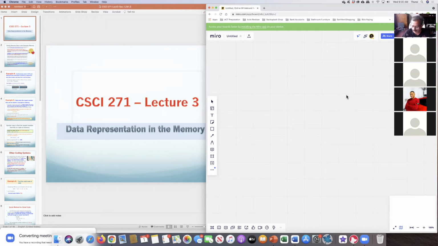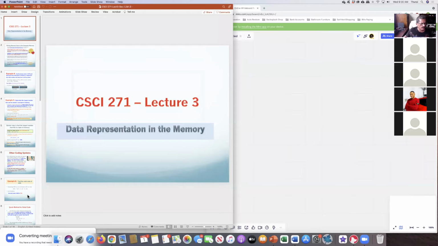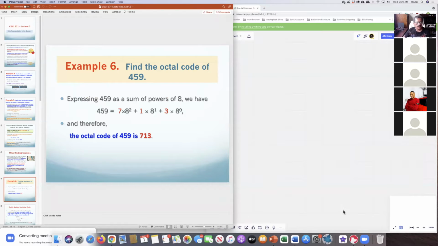So for example, let me use the same example that was used in the lecture. It's 459. If you want to find the octal code of it, you have to express it as a sum of powers of 8.